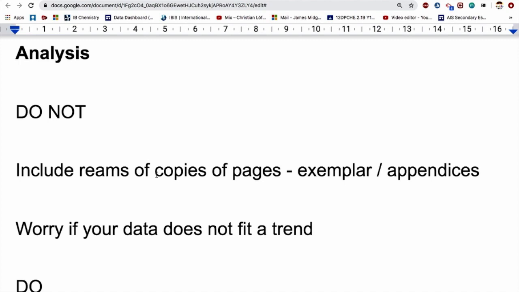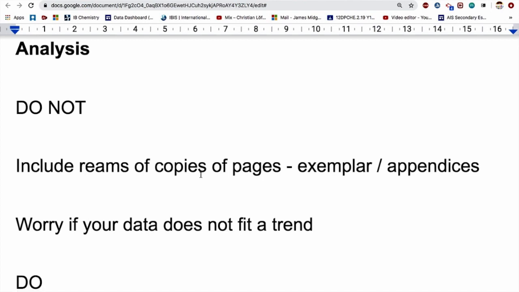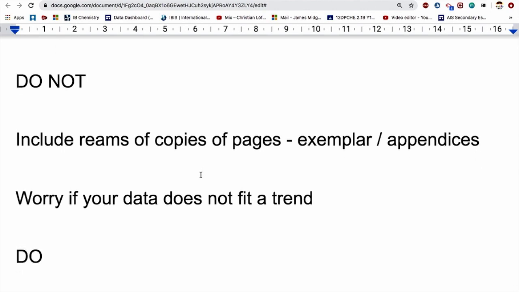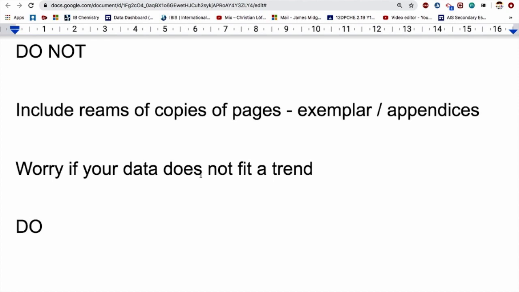Analysis: you can get pages and pages of data with secondary, the same as you can with primary data. Put it in the appendix. Just put an exemplar within the body of your IA, which will explain what you're trying to convey as part of the exploration of your research question.